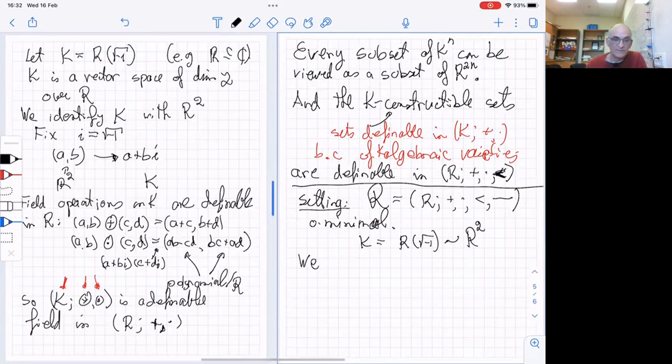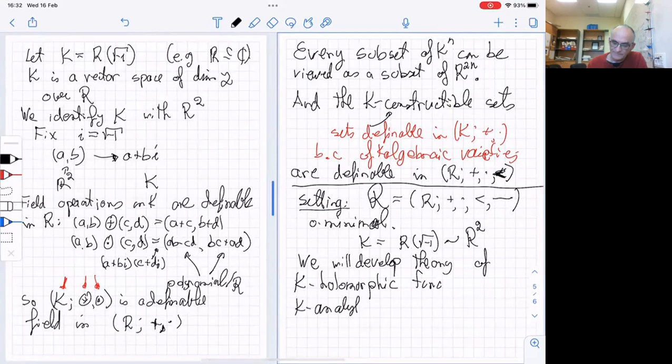And we want to develop, or we will develop, a theory of K-holomorphic, whatever it means, functions, and K-analytic sets, definable in the o-minimal structure R. Okay, so we have subsets living in R^2n, R^2, functions from R2 to R2.